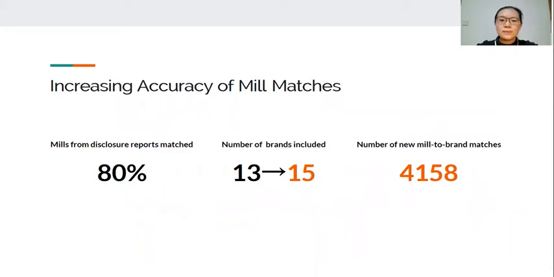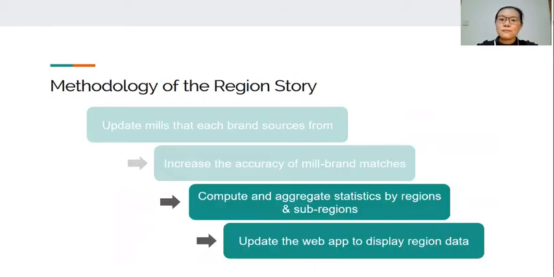We match around 80% of mills for disclosure reports, include 2 more brands in our analysis, and add around 4,000 new mill-to-brand matches in the process of matching. Now let's move on to the web app and see how the mills look like in the region story.